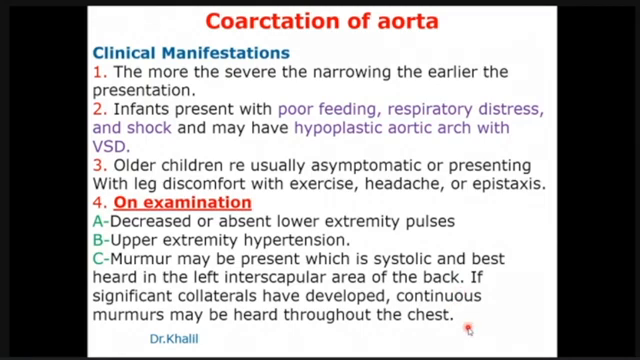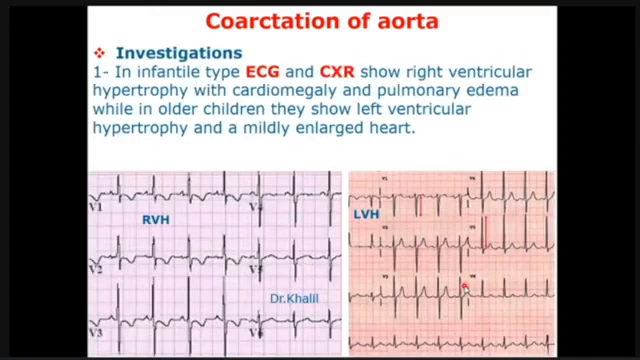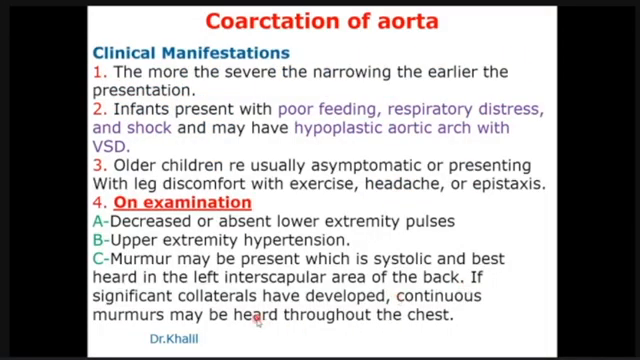Sometimes there are significant collaterals like this because there is constriction of blood and no adequate blood flow to the lower part of the body. Patients develop collaterals from the subclavian artery and axillary artery, which are the intercostal arteries. They become tortuous, dilated, and transport blood from the subclavian artery to the descending aorta. And if such collaterals are present, the patient may show continuous murmur when you hear throughout the chest. So these collaterals are the cause of this continuous murmur.